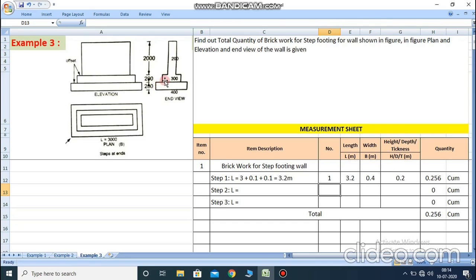Now we take step 2. First we calculate the length. The length of the wall is given as 3000 mm, plus we add the first offset and the second offset. So 200 mm is the width of the wall, and 300 mm is the width of the second step. The difference between 300 and 200 is 100 mm. So the summation of the offsets on both sides is 100 mm. Now we add 50 mm and 50 mm for both sides.